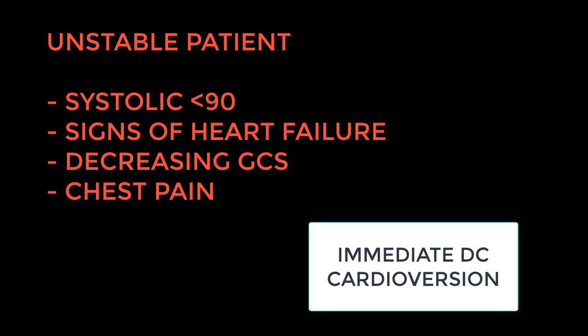I think the best way to characterize an unstable patient cardiovascularly is a systolic blood pressure less than 90. They've got signs of heart failure and a decrease in GCS and confusion and chest pain. So those four main things will show you that the person is becoming more unstable. So that is a systolic blood pressure less than 90, congestive heart failure, signs of that pulmonary edema, for example, and confusion related with low GCS and chest pain, four things.